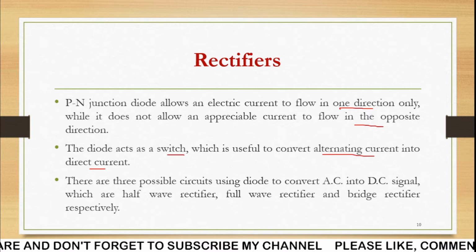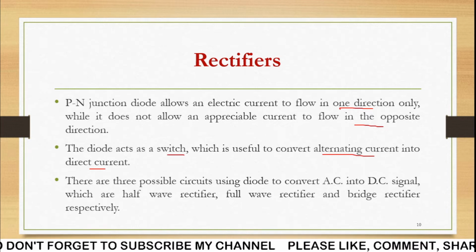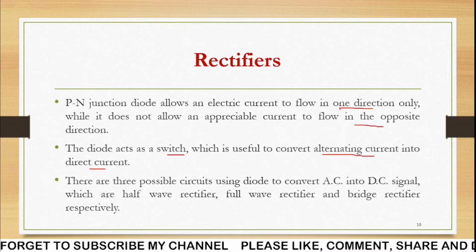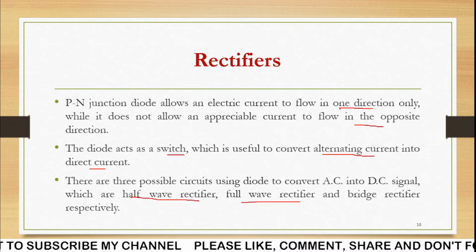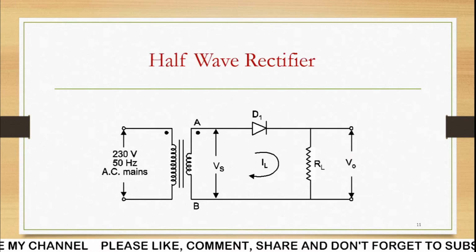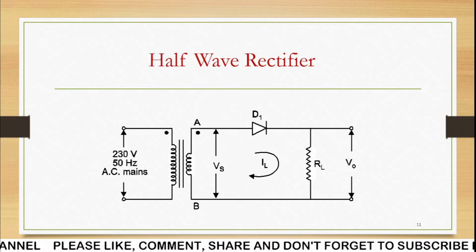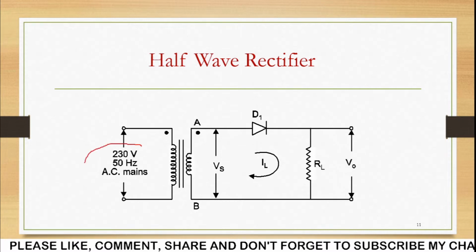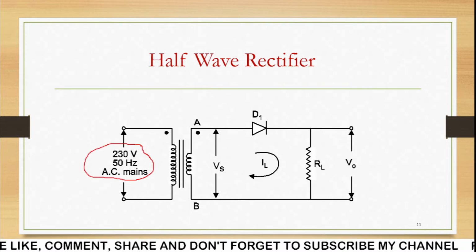There are three possible circuits that the diode can be used in to convert AC into DC. One is called half wave, second is full wave, and the third is bridge rectifier. You can see this is the half wave rectifier circuit, where in our case we are having 230 volt and 50 hertz AC mains.